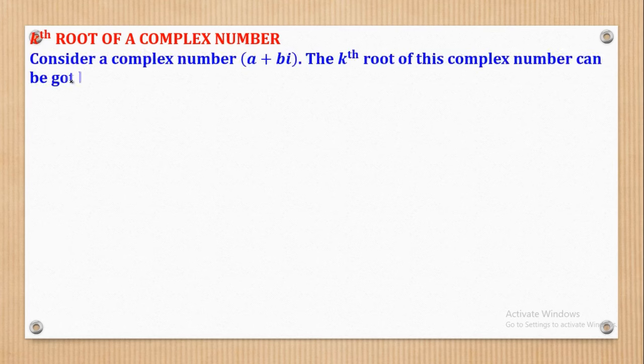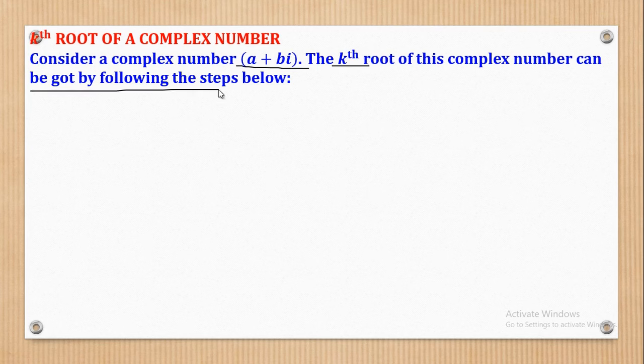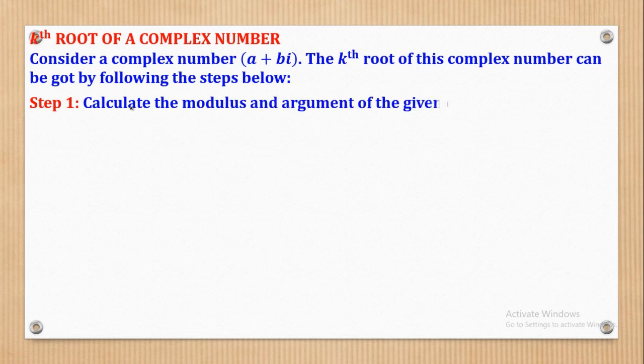So now we shall go to another part, which is the kth root of a complex number. Now kth root means square root, cube root, fourth root, and so on. But usually we stop on fourth root. So we shall consider complex number a plus bi. The kth root of this complex number can be got using the steps below. So there are some steps which should be followed for you to get the kth root of a given complex number. So let's look at those steps.